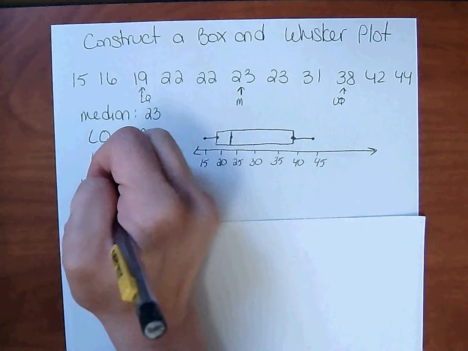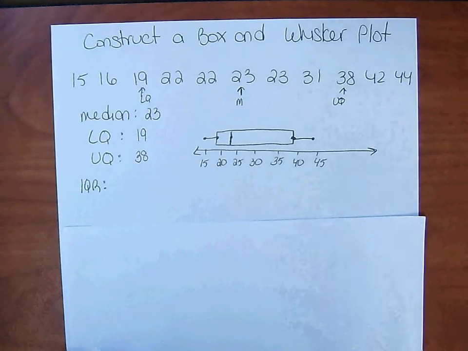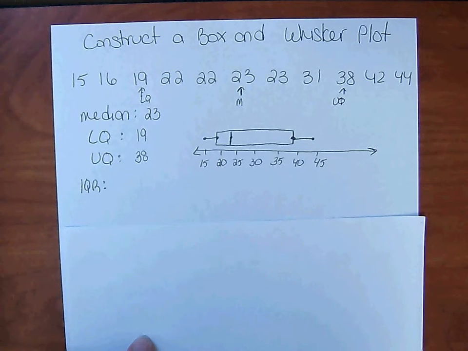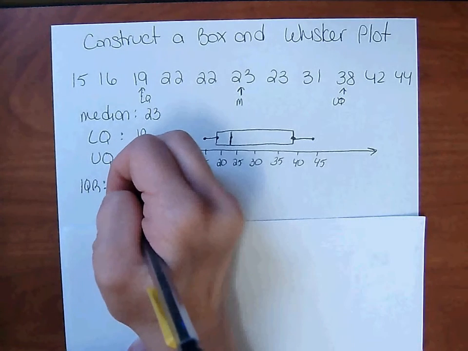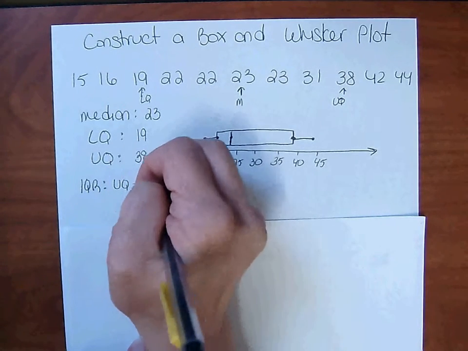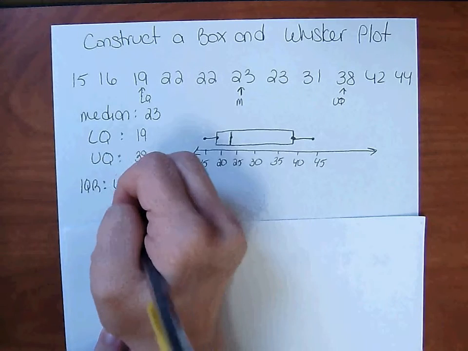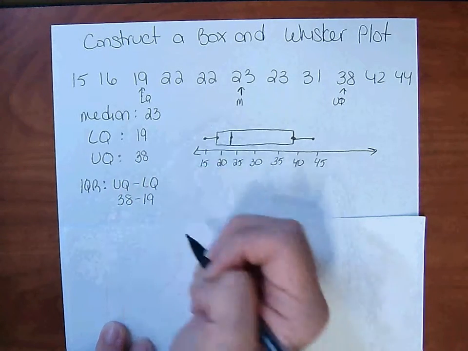Now, to make a box and whisker plot, you do not need the interquartile range, but interquartile range is used to find outliers. We'll talk about outliers in another video, but for right now, to find the interquartile range, you have to know that it is the upper quartile minus the lower quartile. So 38 minus 19, so the interquartile range is 19.